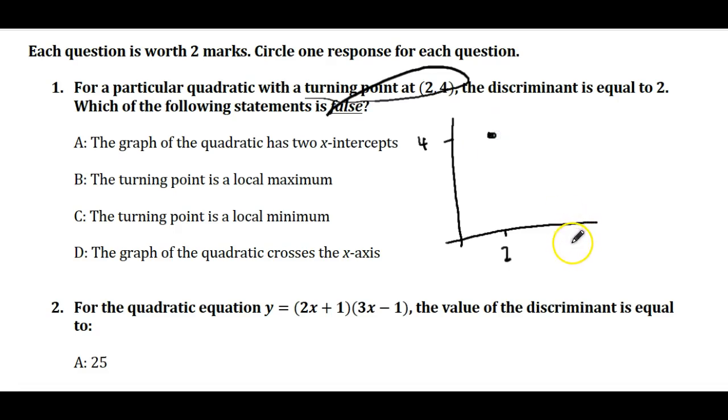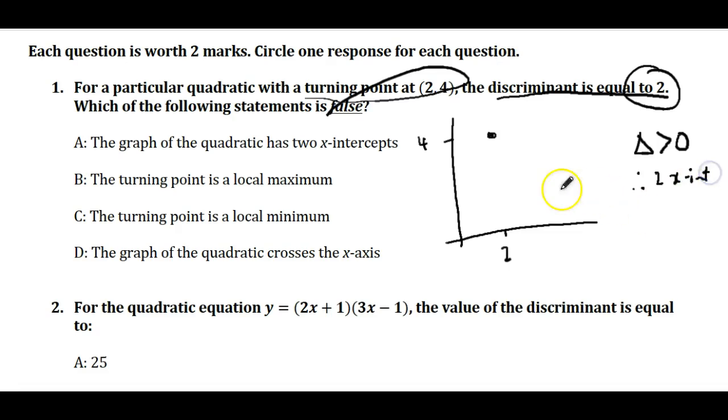Now, you haven't been given any other information about any intercepts or any other points, but you know your discriminant is equal to 2. So if it's equal to 2, it means, obviously, it's greater than 0. Therefore, you have two x-intercepts. So your graph, it doesn't matter where it's actually crossing the x-axis. I know it has two x-intercepts. So this is what it would look like. Now we need to know which one is false. So let's go through each option separately.